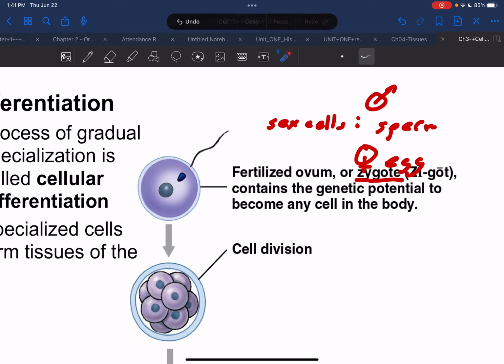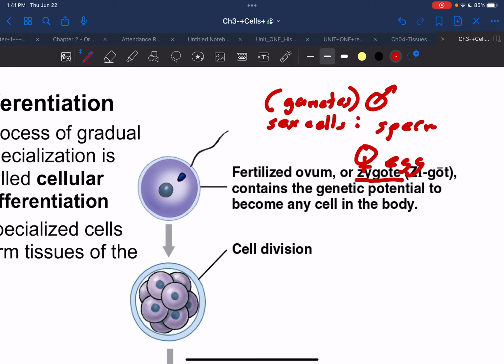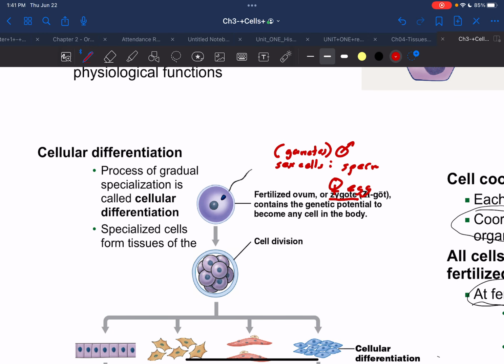So males produce sperm, females produce eggs, and that's what the word gametes is. Gametes is the appropriate term to imply the sex cells. So to use the language, when two gametes, the male gamete and the female gamete, come together, they form a zygote. That is the appropriate way to use those terms.